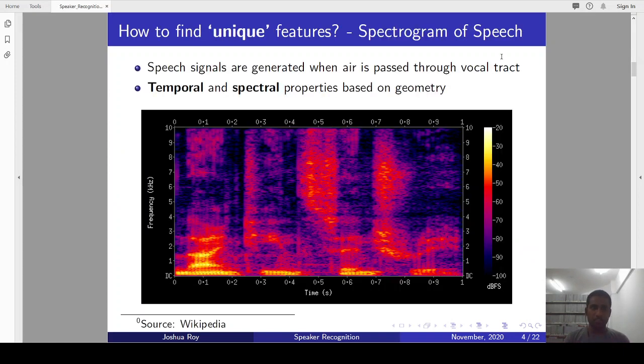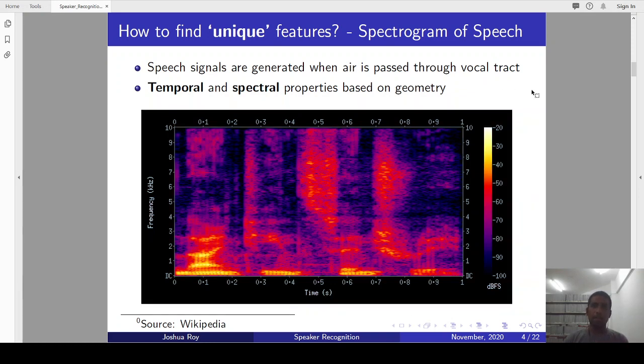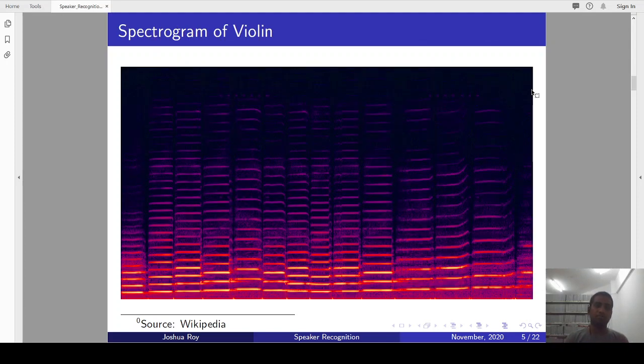How do we find unique features? Basically, unique features arise because of the temporal and spectral properties of the speech. Temporal means the time domain, spectral means the frequency domain, and the spectrogram, that is this curve, captures these temporal and spectral properties because the x-axis is time and the y-axis is frequency. When I ask two people to say the same phrase, suppose mouse, and I take the spectrogram of these two people, it will always be very different, and that's the whole basis of how we find unique features.